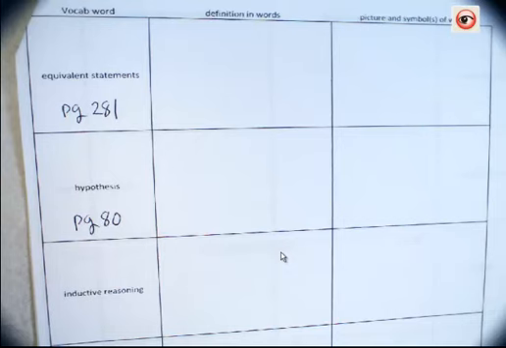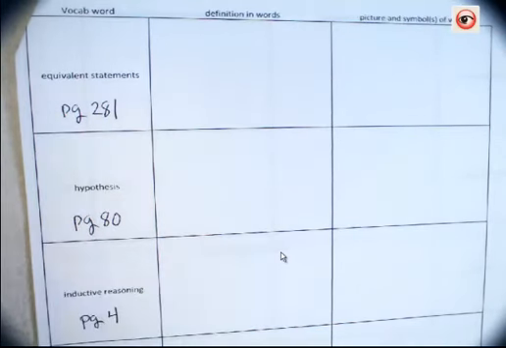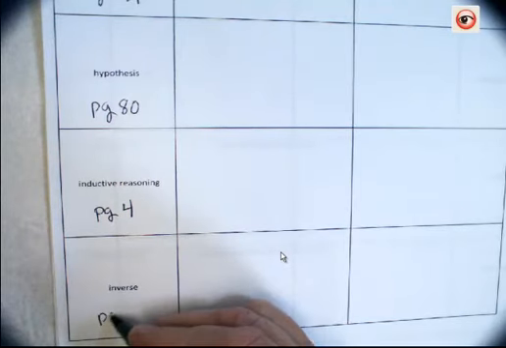Hypothesis is found on page 280. Inductive reasoning we learned in chapter 1. I'm just putting this on here to help remind you what inductive reasoning is, which is coming up with reasoning based on patterns. And lastly, inverse is found also in chapter 5, section 5.4 on page 280.